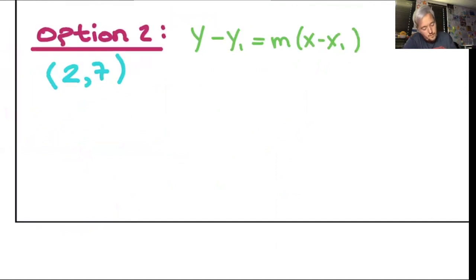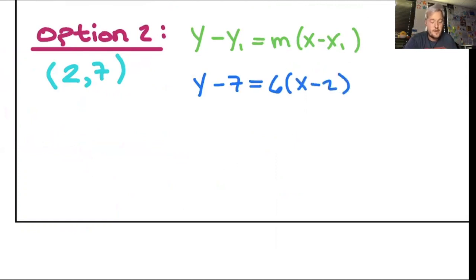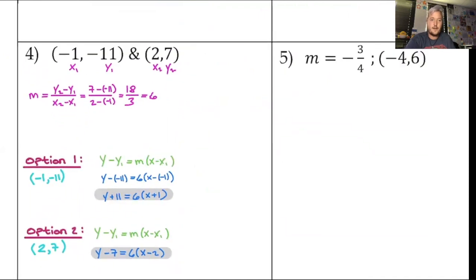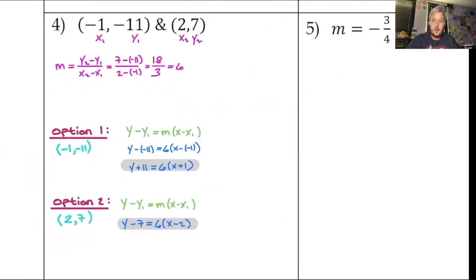All right, so now y minus 7 equals 6, parentheses, x minus 2. So if you notice on this one, we don't have to simplify anything, so we're done on that one. So my advice is really look for the coordinates that are, if possible, both positive, regardless of what the number is. If they're both positive, that means you have no more simplifying that you have to do.